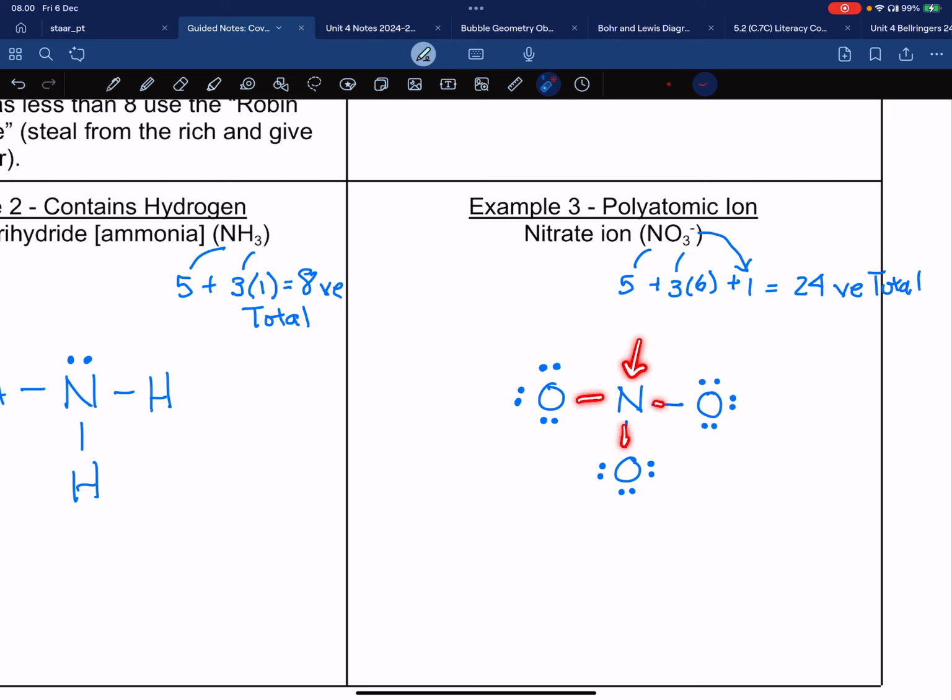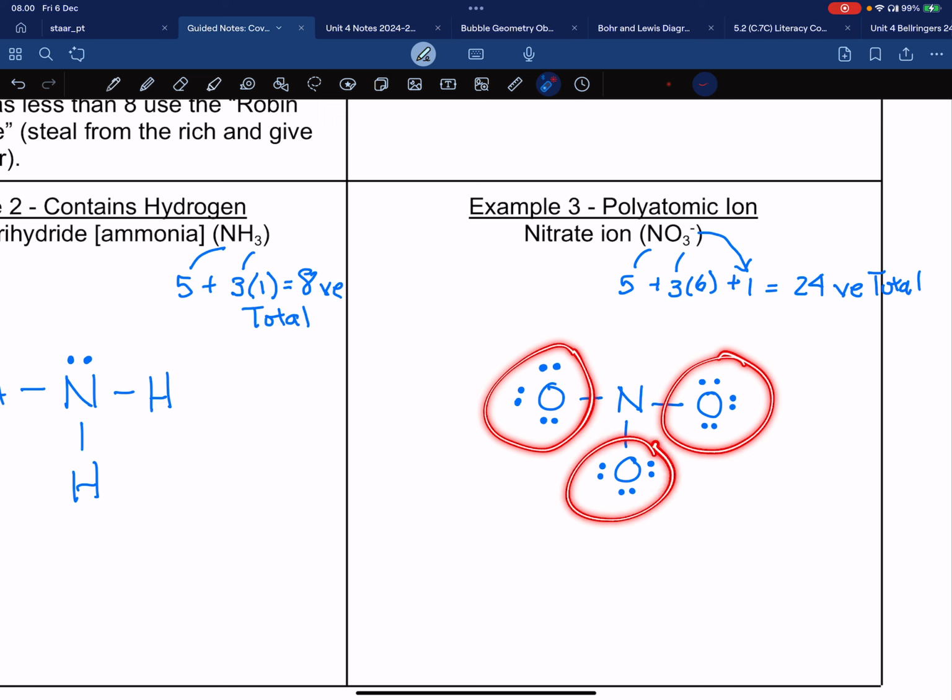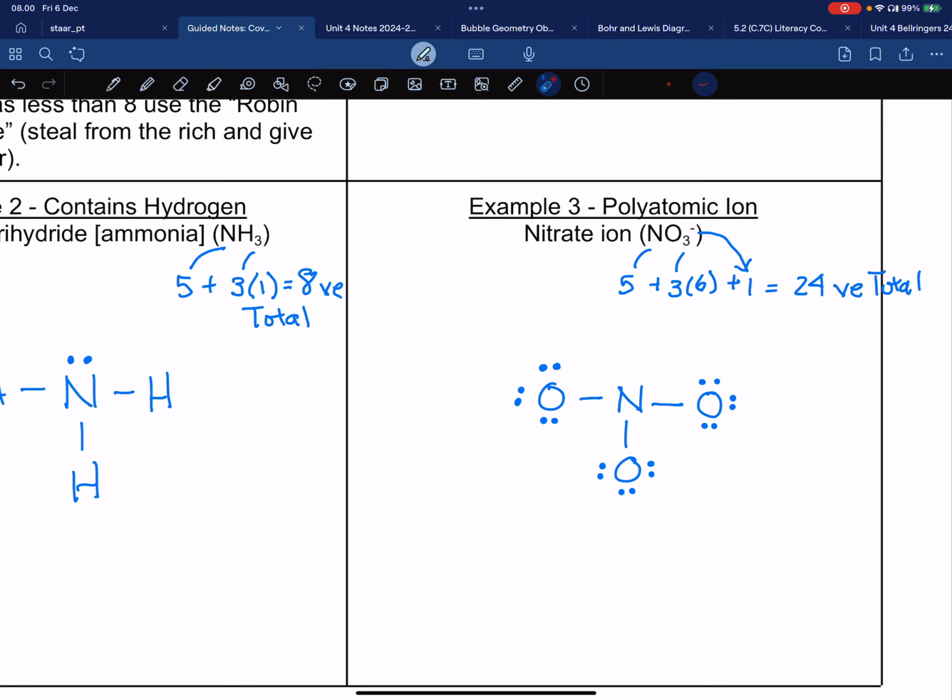2, 4, 6. Not great. Robin Hood rule, steal from the rich, give to the poor. It does not matter which one of those you steal from. Nobody cares. They are all absolutely equal. So I'm going to take this one and I'm going to use it to create that double bond.